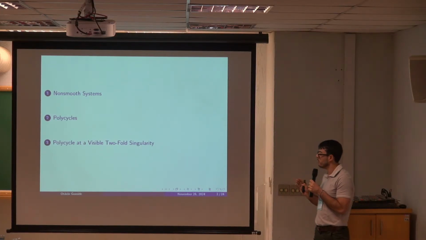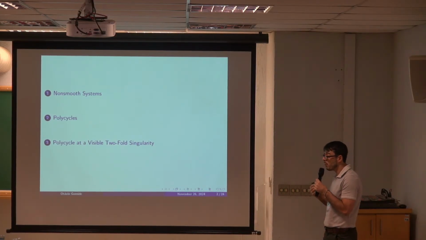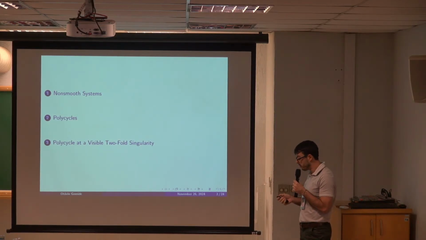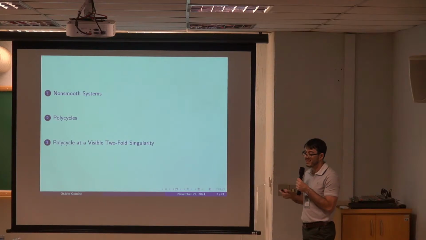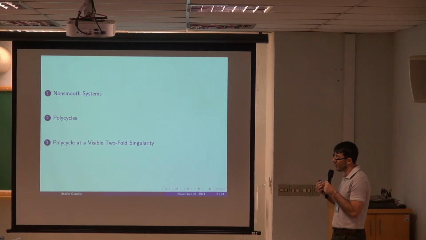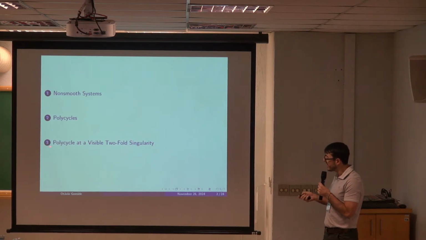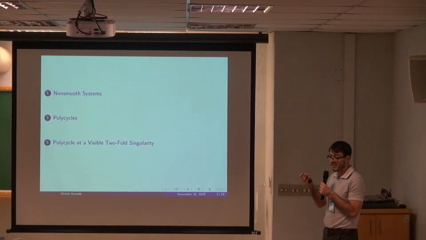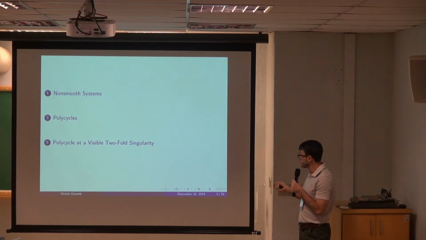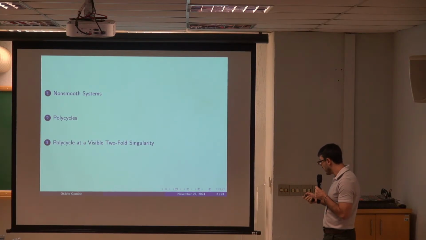I will give some notation about non-smooth systems, and then I will introduce the concept of polycycle. I will give you some examples that we have already studied. Then I will talk about a case that Marco Teixeira and I are currently studying, which is a polycycle at a visible two-fold singularity.